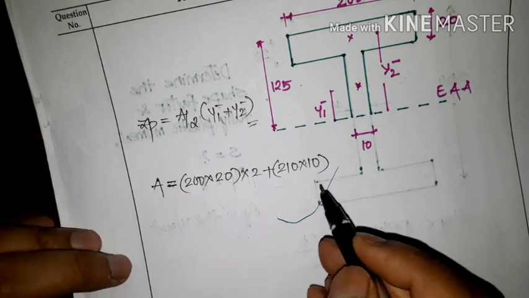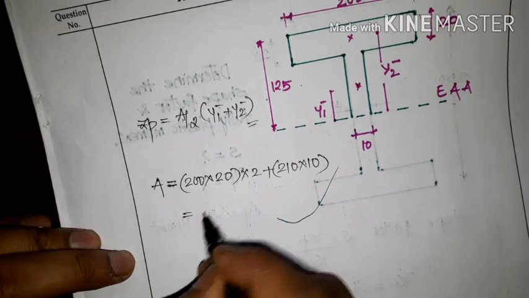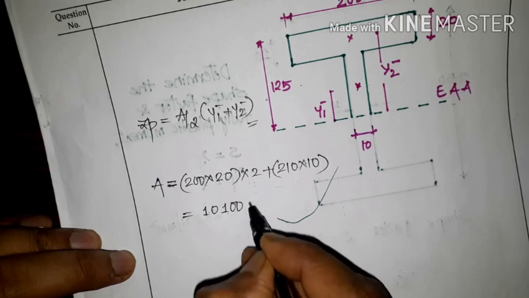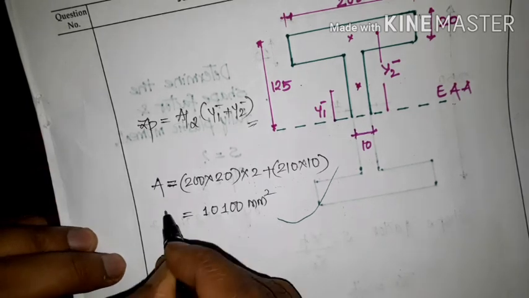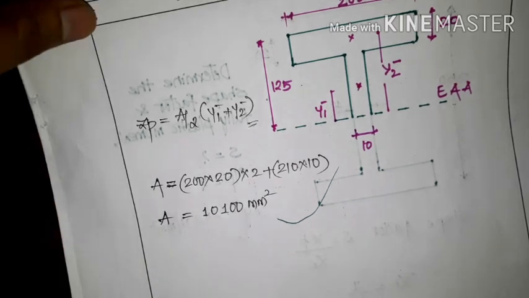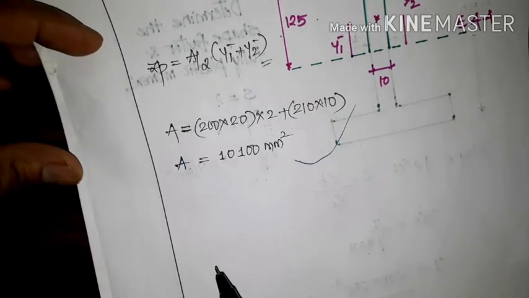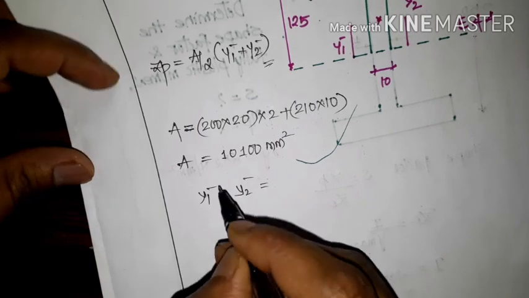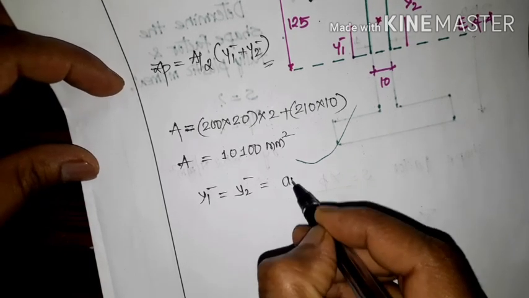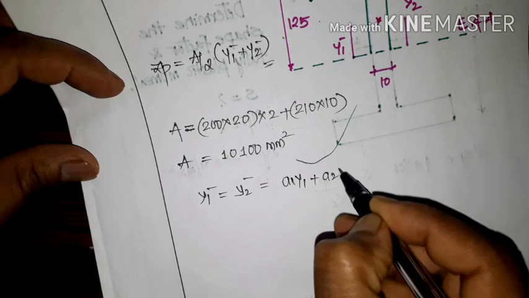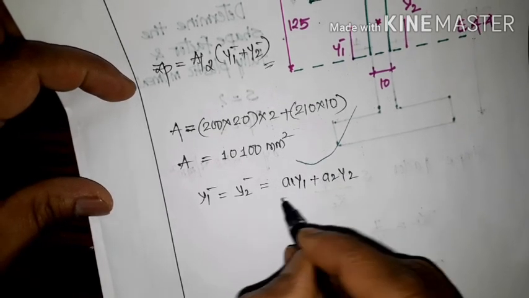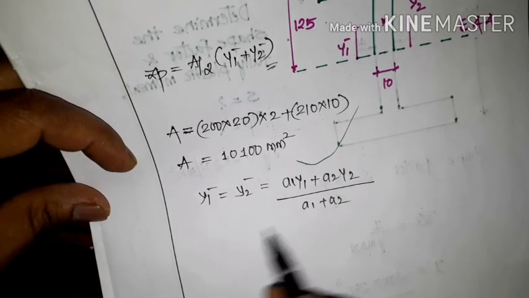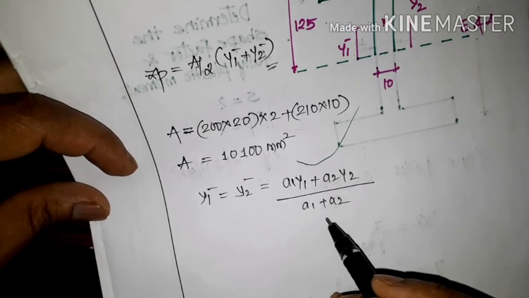So we will get this area as 10100 mm square. Okay, then y bar is equal to a1 y1 plus a2 y2 divided by the summation of a1 plus a2.